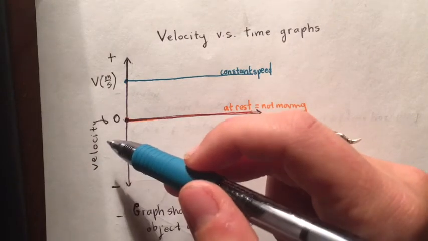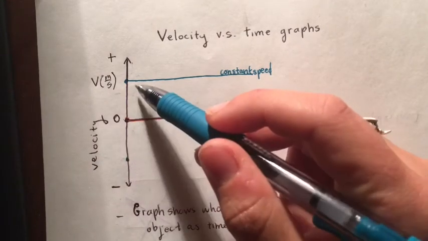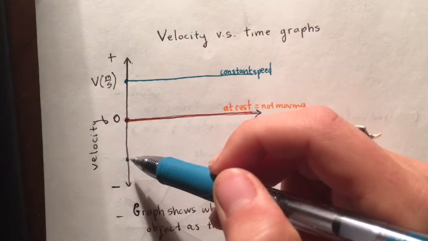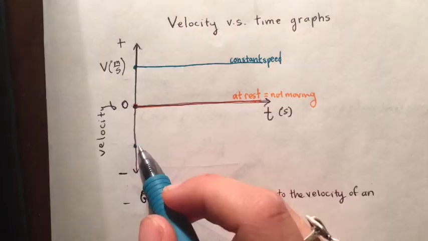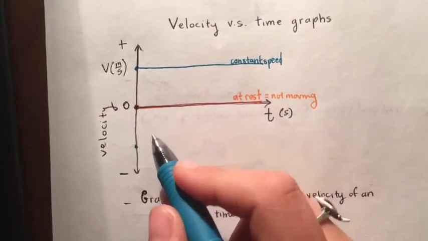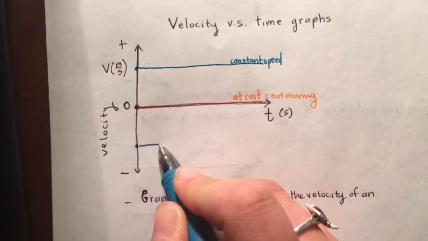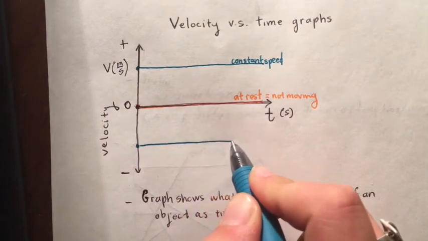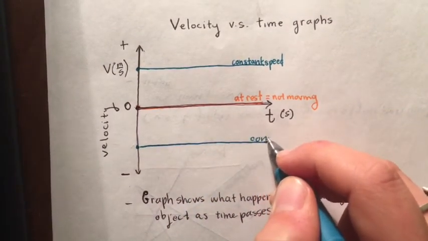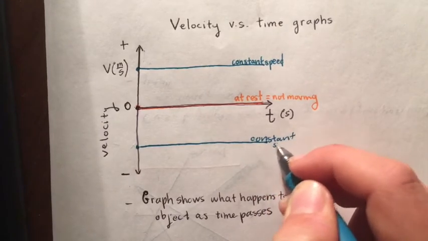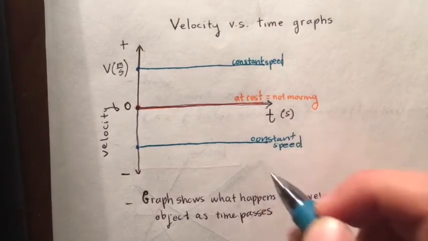And that's where velocity comes into play, because in both of those videos, the speeds were the same, how fast I was moving was the same, but the directions were different. As time passes, the speed does not change and the direction does not change, which means the velocity is constant, and I get another flat horizontal line representing constant speed, but in the negative direction.